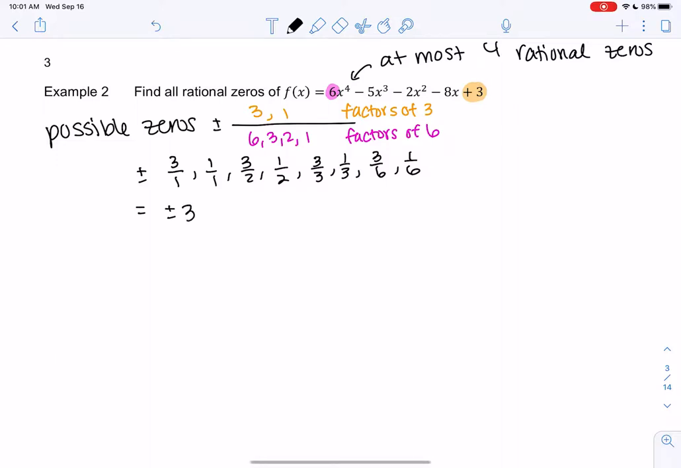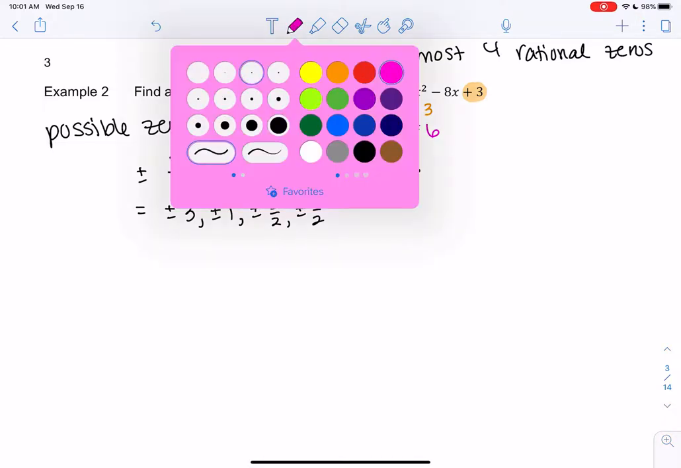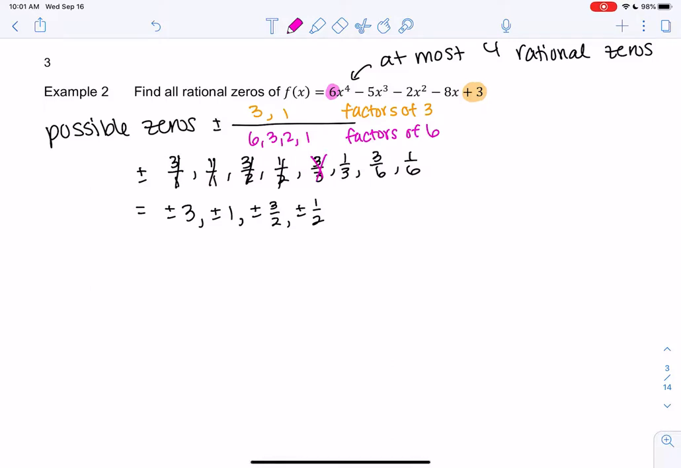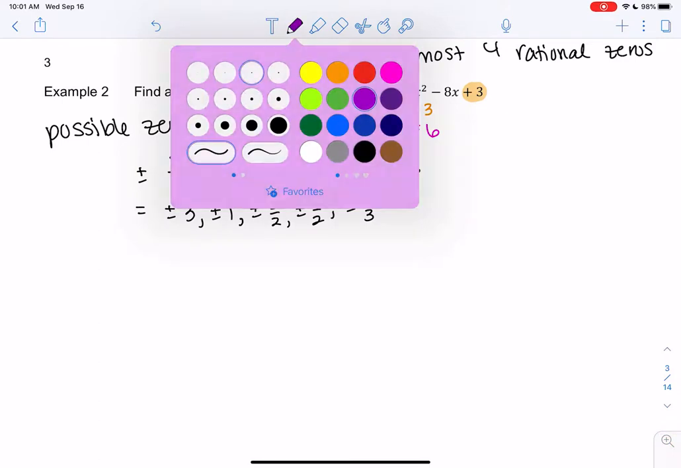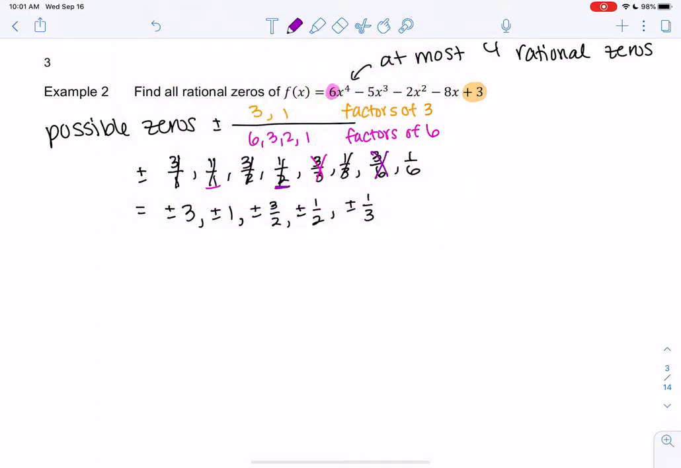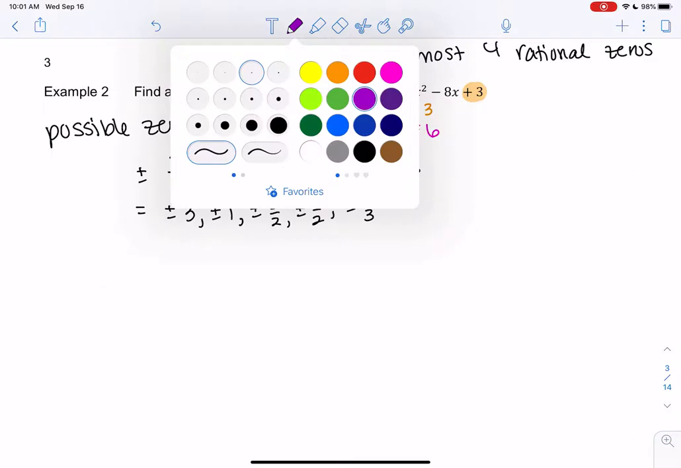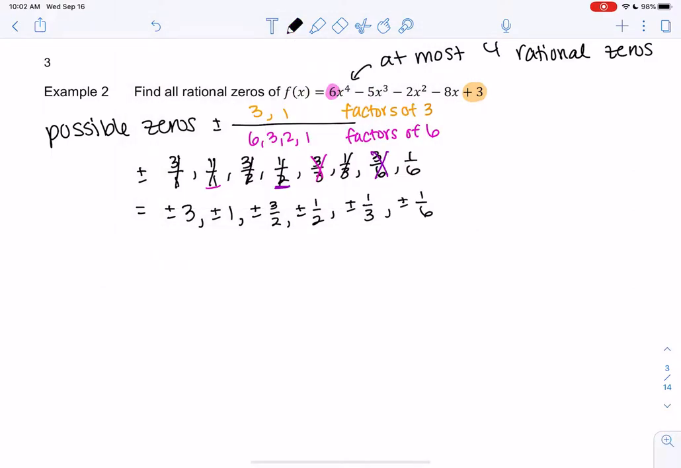So plus or minus 3, plus or minus 1. Plus or minus 3 halves, plus or minus 1 half. Just kind of going through them all. 3 over 3 would be 1, so that one's already been counted. Right, those are the same. 1 third, plus or minus 1 third. 3 over 6 is 1 half, so we've already included that, luckily. And then we get 1 sixth. All right, so if we have a rational zero, it fits this pattern.